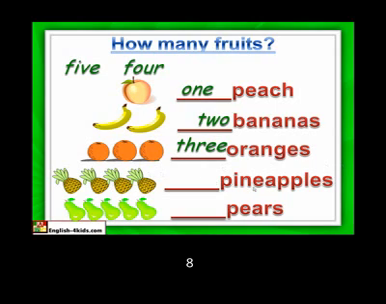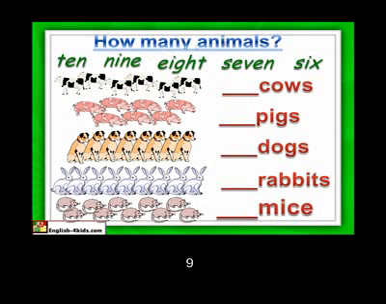How many pineapples are there? 4 pineapples. And how many pears are there? 5 pears. How many animals are there?